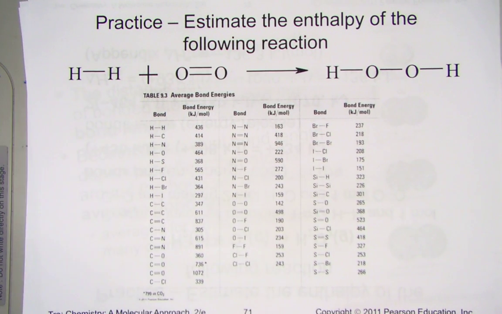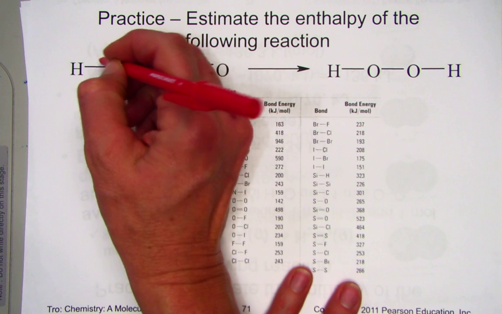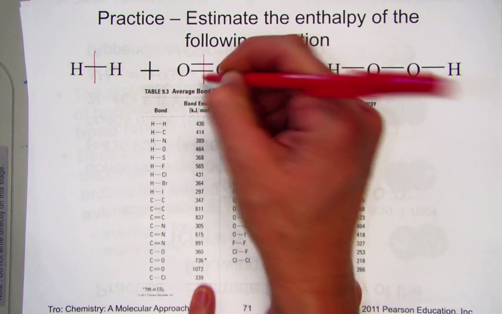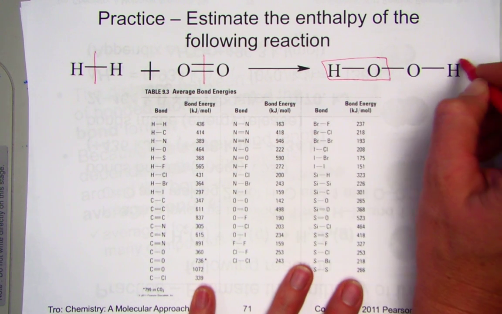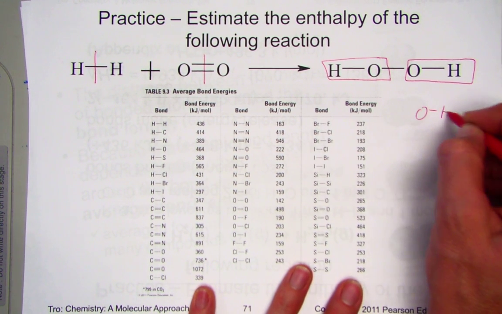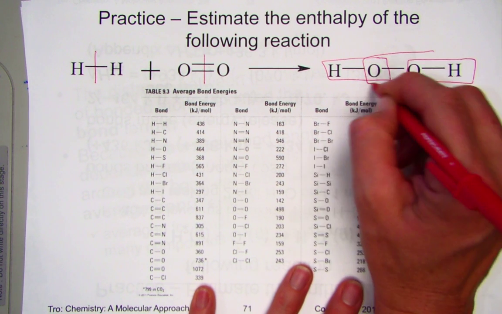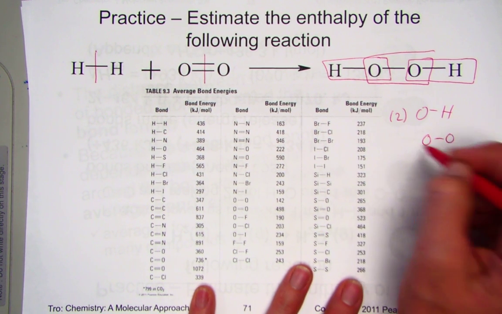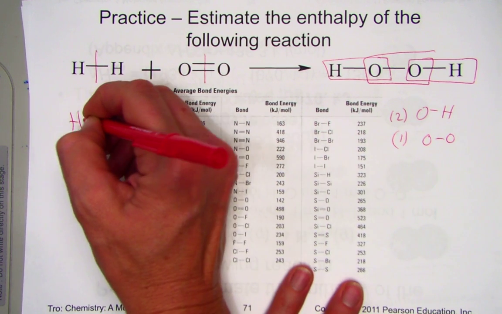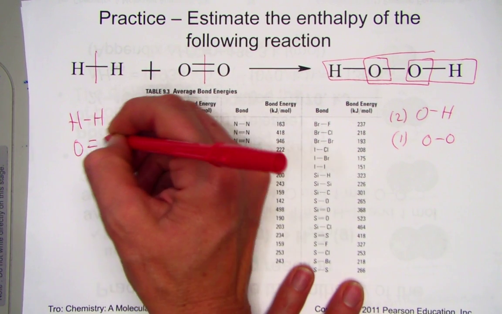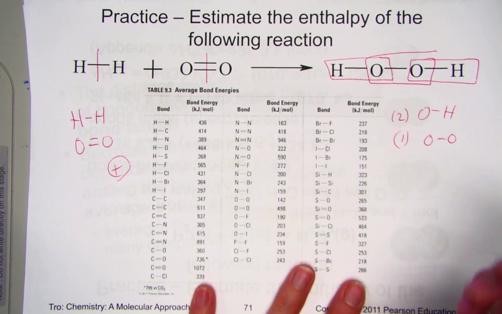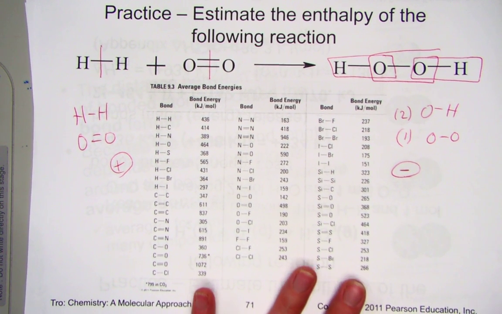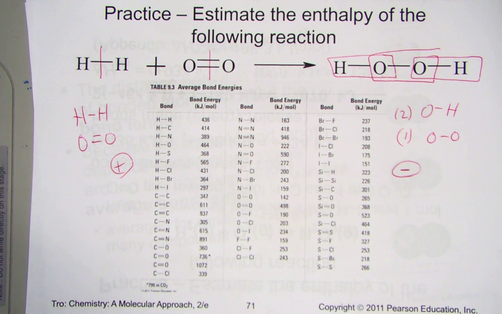In this practice problem, we can see that an H-H bond would have to be broken. An O double bond O would need to be broken. We'd have to form two O-H single bonds, two of those, and we'd have to form an O-O single bond, one of those. We're breaking an H-H and we're breaking an O double bond O. Breaking bonds is endothermic, forming new bonds is exothermic. Take a moment and try this sample problem, and turn the video on when ready.